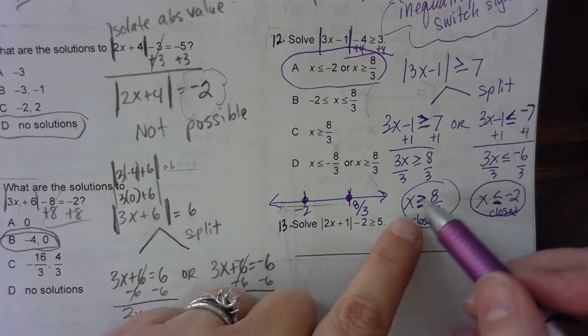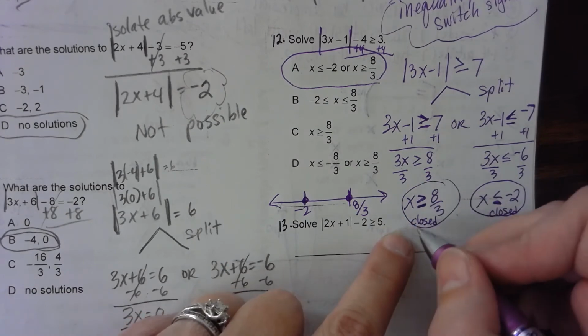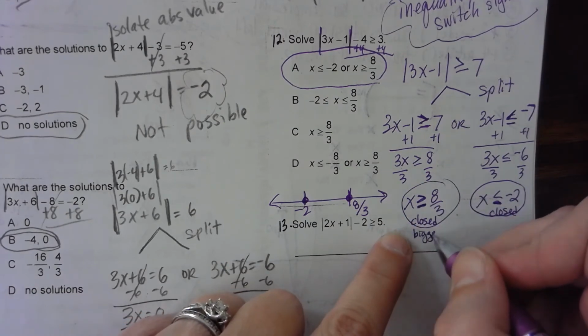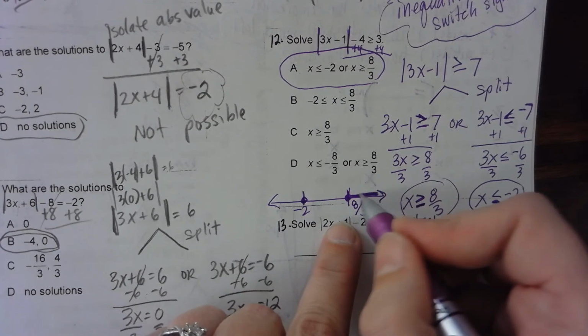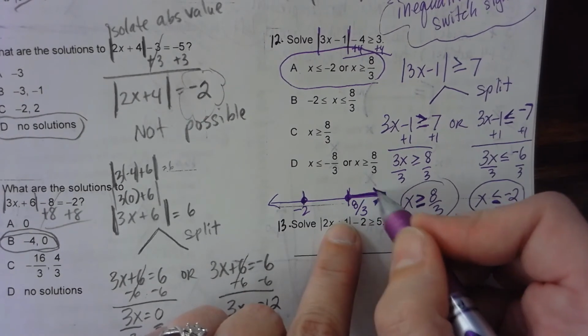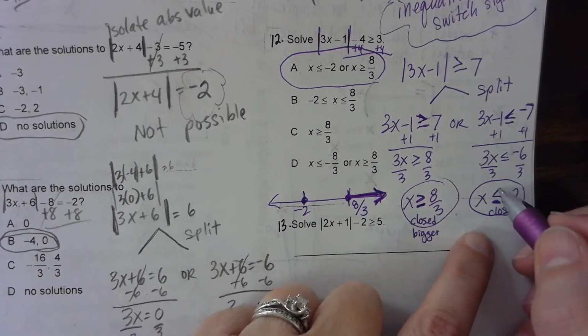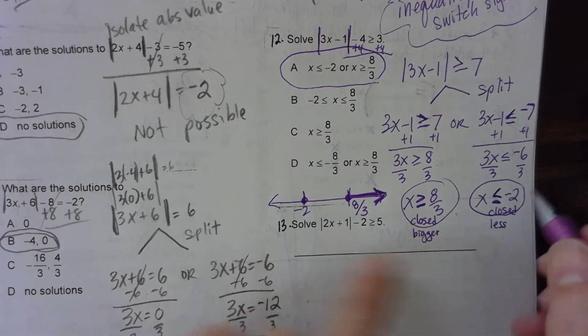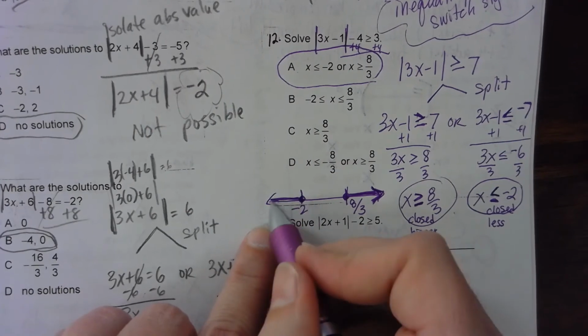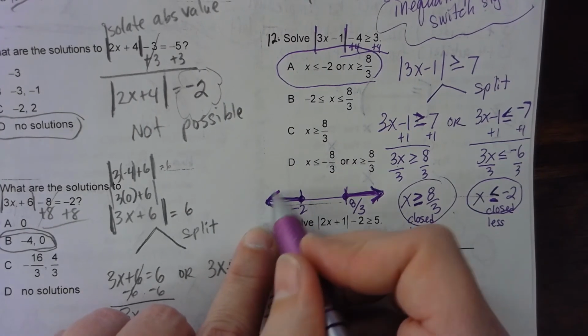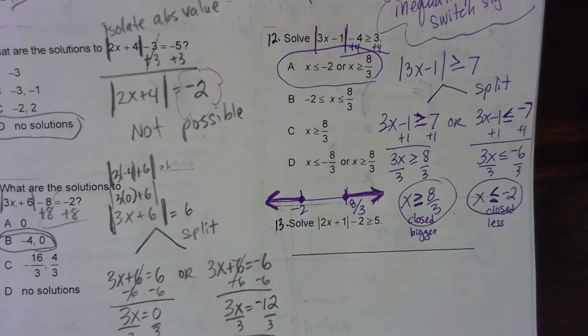Okay, this is greater, so we want x's to be bigger than 8/3, so we're going to shade bigger to the right. And here, this is less. This looks like an L, L for less. We want numbers that are less than negative 2. So we do that kind of shading.